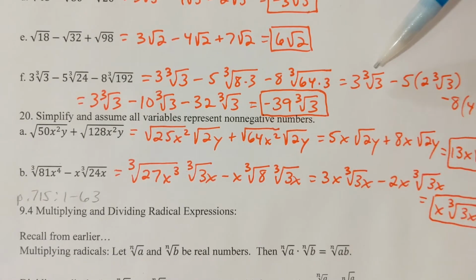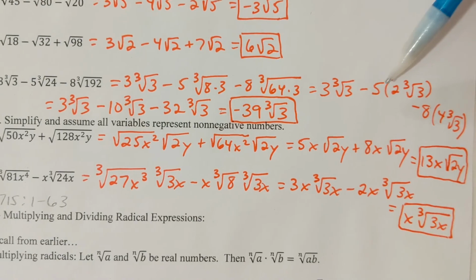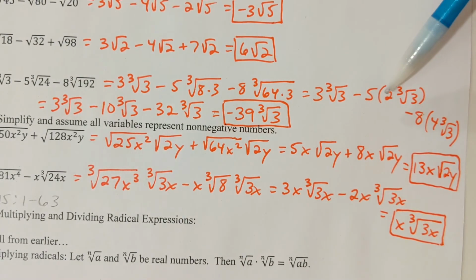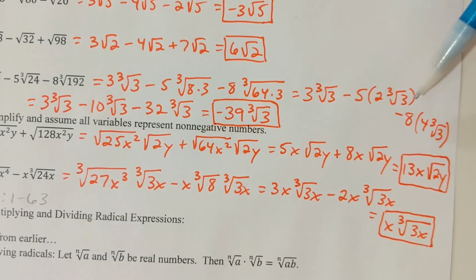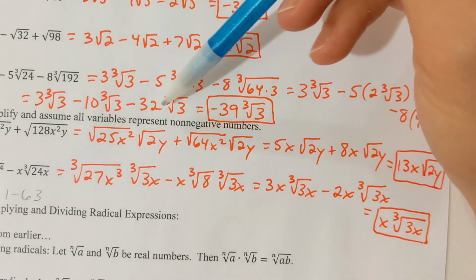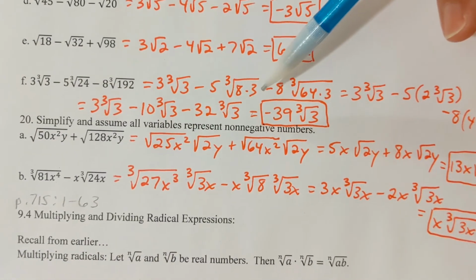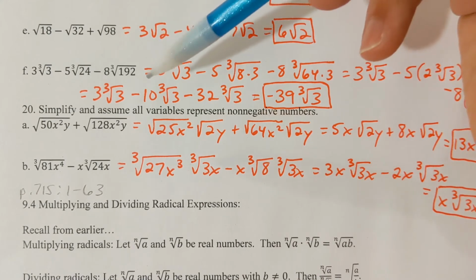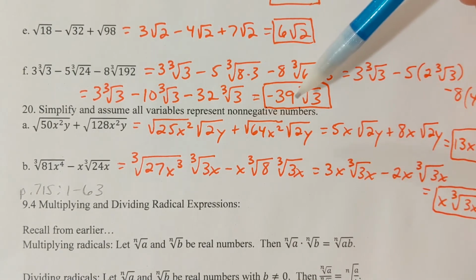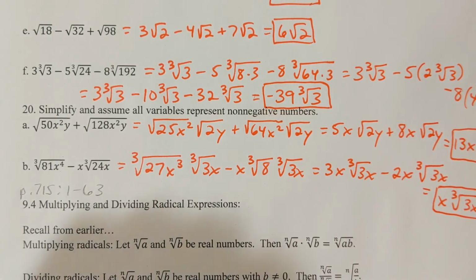All right, now the first term I've left as is here, and I haven't done anything with that. Minus 5 times 2 is 10, so it'll be a minus 10 times the cube root of 3. And then minus 8 times 4 is 32, so it'll be a minus 32 times the cube root of 3. Now I've got all three of these in like radical form, and I can combine them. It's going to be negative 39 times the cube root of 3 when you combine those.